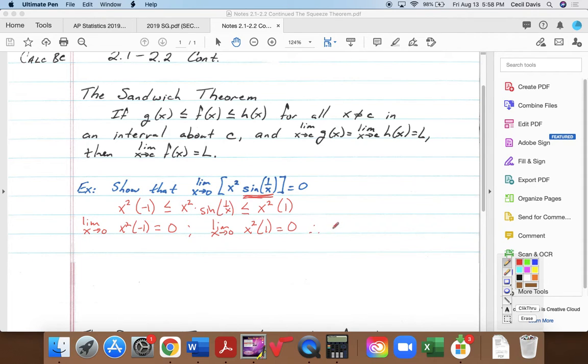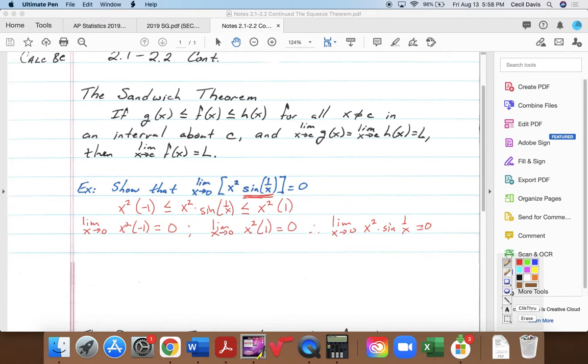So we can say, therefore, the limit as x approaches 0 of the middle part, our function that we're interested in, x squared times sine of 1 over x, also goes to 0.